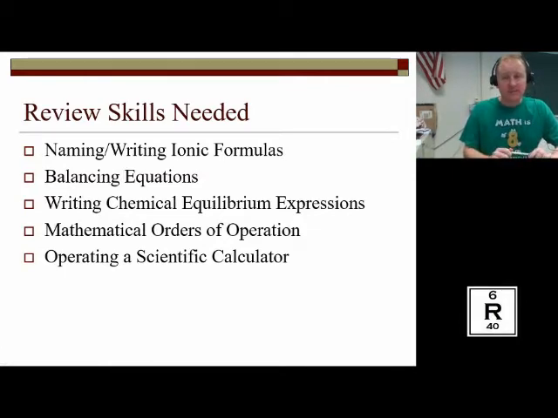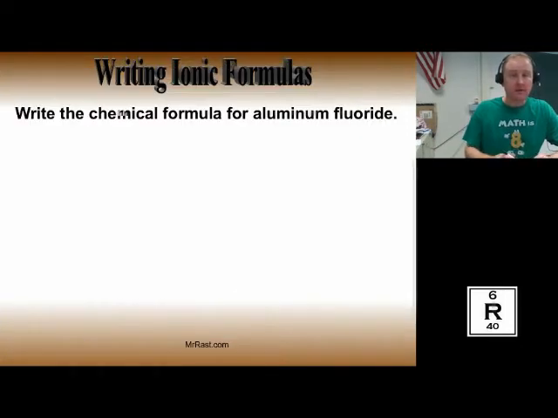There's going to be some calculations, some work that you're going to have to do. And every scientific calculator is a little bit different, so you got to practice yours. You got to learn to use yours. It's a tool that you need to be proficient in. So, in review, we have to be able to write ionic formulas. So writing ionic formulas, just a little review.